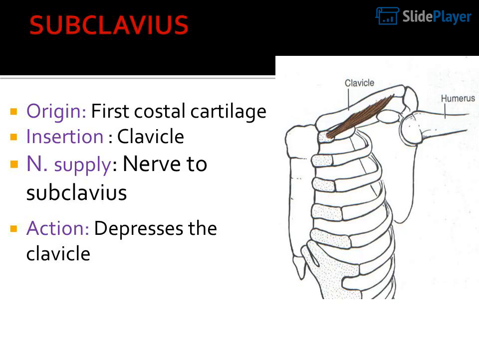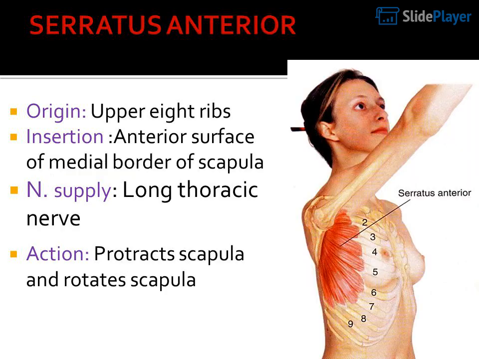Subclavius. Nerve supply: nerve to subclavius. Origin: 1st costal cartilage. Insertion: clavicle. Nerve supply: nerve to subclavius. Action: depresses the clavicle. Serratus anterior and supply, long thoracic nerve.